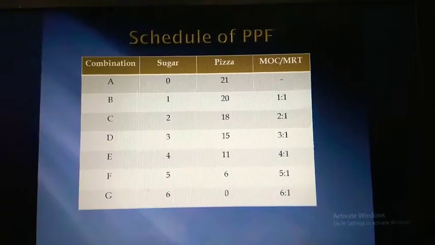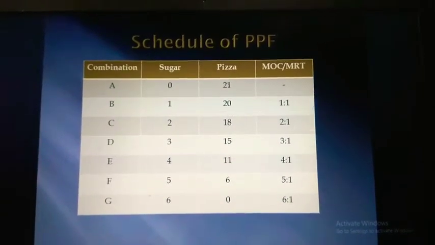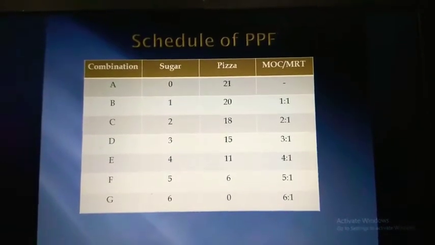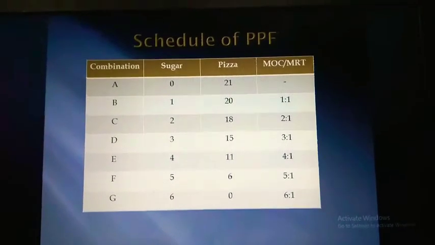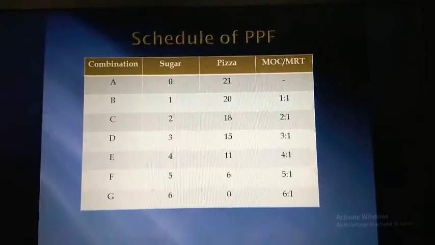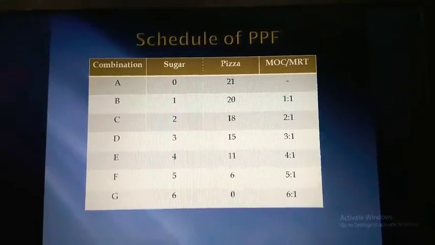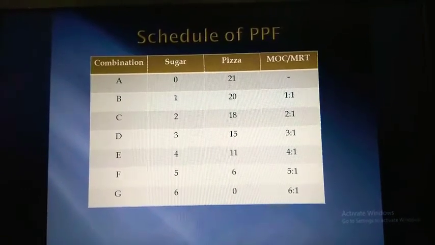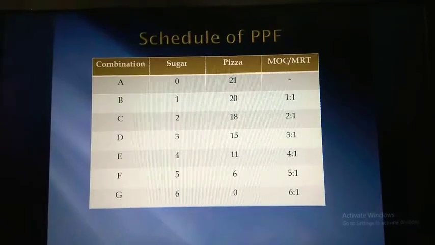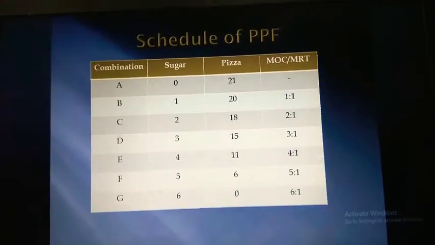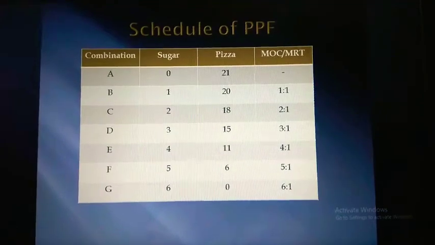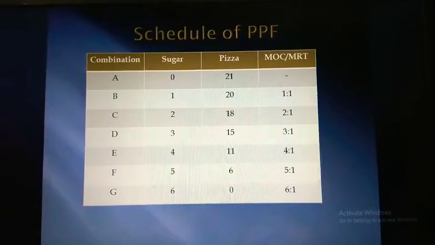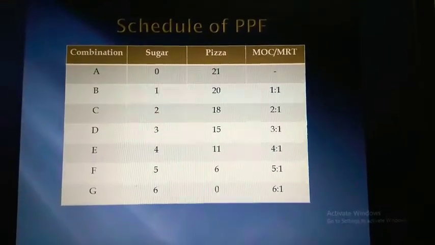Now, what is schedule in economics? Schedule is a tabular representation in economics, and a graphical representation in economics is known as diagram. So, what do we see in this schedule? We see that the various combinations are given to you: A, B, C, D, E, F, G, and on one end the production of sugar is given, and on the other end the production of pizza is given. So what do you see? In an economy when 0 units of sugar is produced, pizza is produced at the max 21 units.